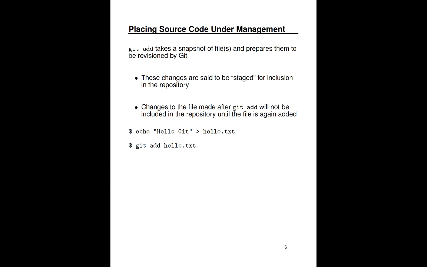One of the interesting things to note is that after you do your initial git add, it takes, again, a snapshot of the file. If you make additional changes to the file, they won't necessarily be included just yet in the repository. So here's an example of how you can add a file to a Git repository. First, you have to create the file, and I'll do that with the simple echo command to create a hello.txt file that contains the text hello git. That file exists, and I'll say git add to add it to the Git repository that I'm currently in.